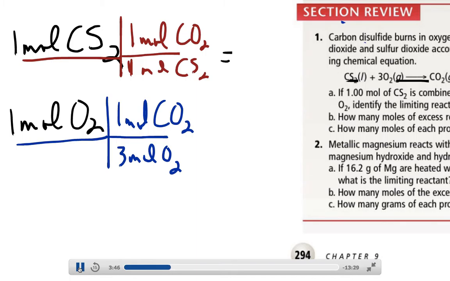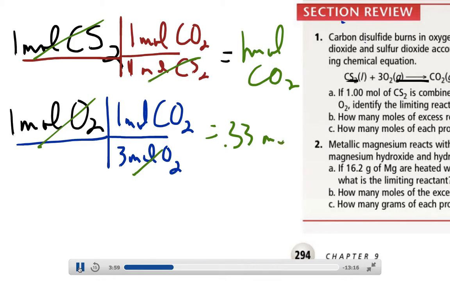Now if we take a look at that, and I erase my mess here, I solve these both. Well, notice carbon disulfide cancels. In this one, oxygen cancels. This one, I make 1 mole of carbon dioxide. In this one, notice I have 1 over 3. I make 0.33 moles of carbon dioxide.